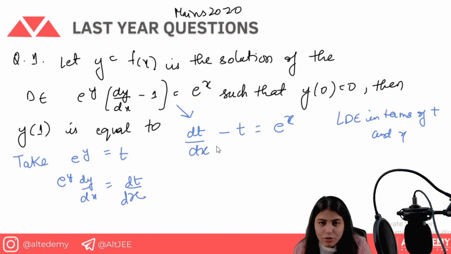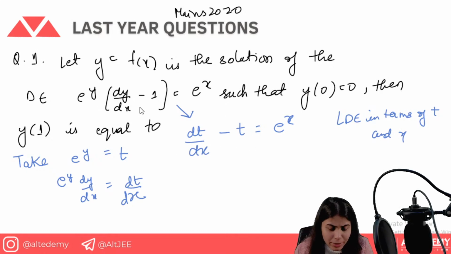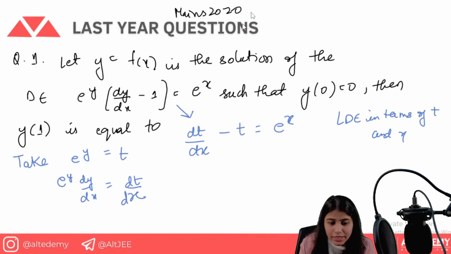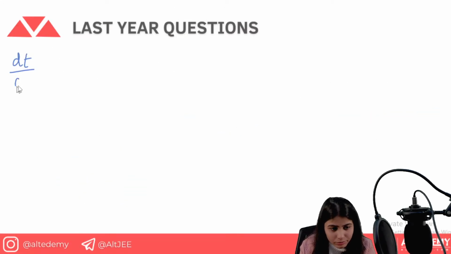So now it is in the form of dt/dx. We have e^y dy/dx, that becomes dt/dx minus e^y minus t is equal to e to the power x. Now we will calculate the integrating factor. That was the first step. Just writing the equation here so that it is easier to understand and does not look messy: dt/dx minus t is equal to e to the power x.